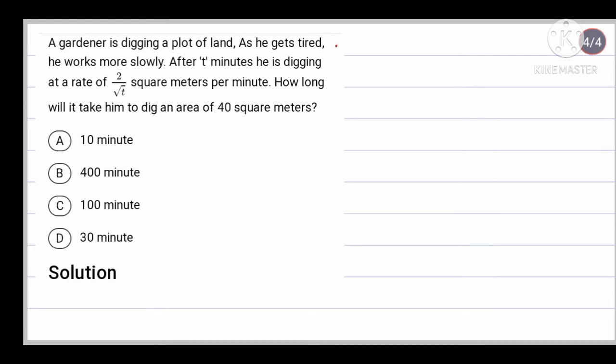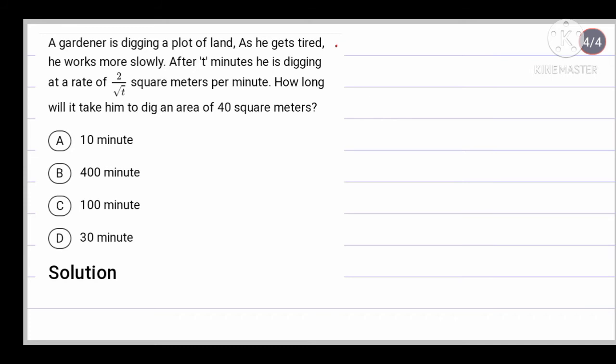See now question number 17. A gardener is digging a plot of land. As he gets tired, he works more slowly. After t minutes, he is digging at the rate of 2 by under root t square meters per minute. How long will it take him to dig an area of 40 square meters?